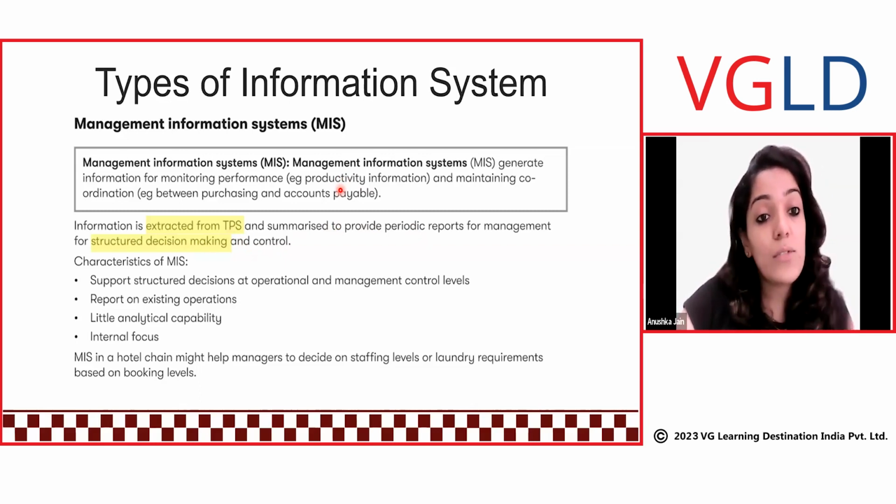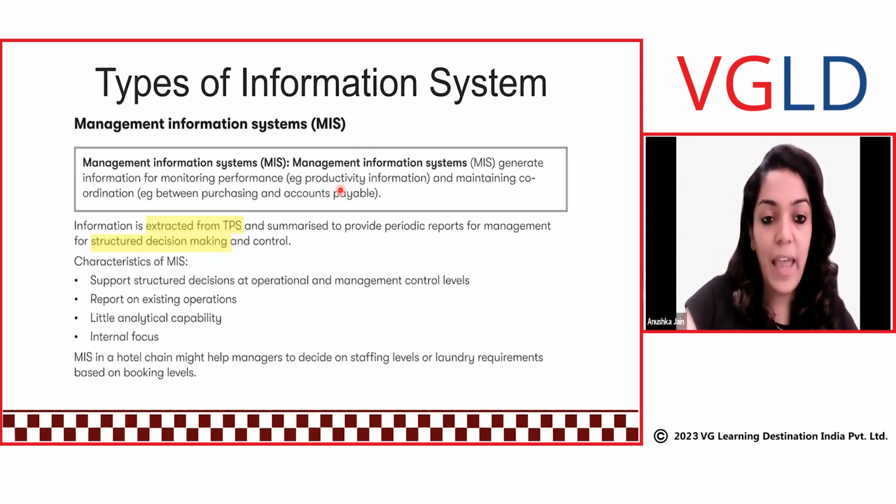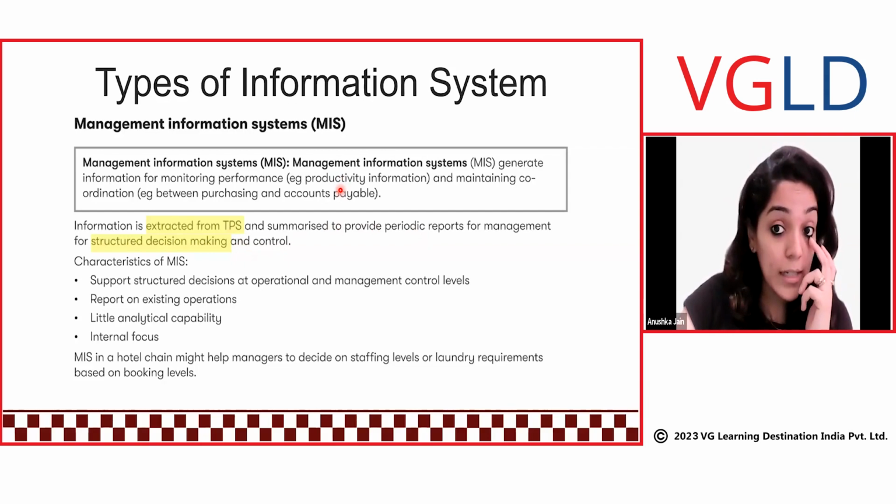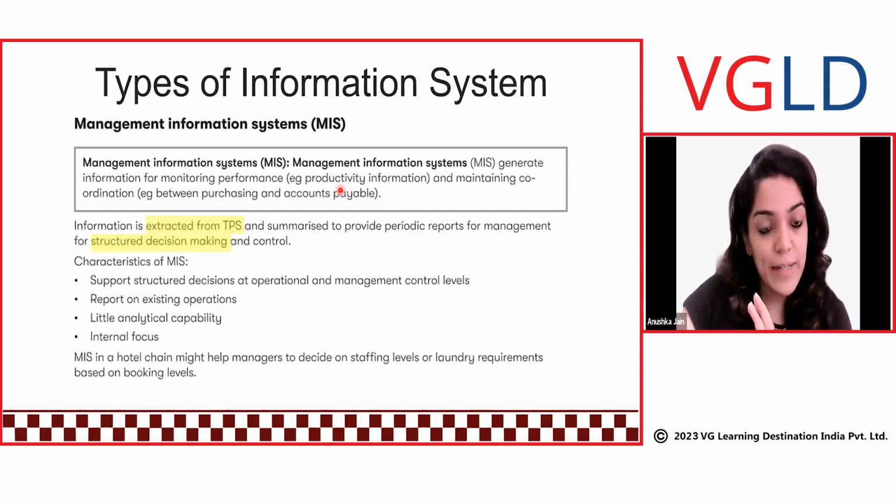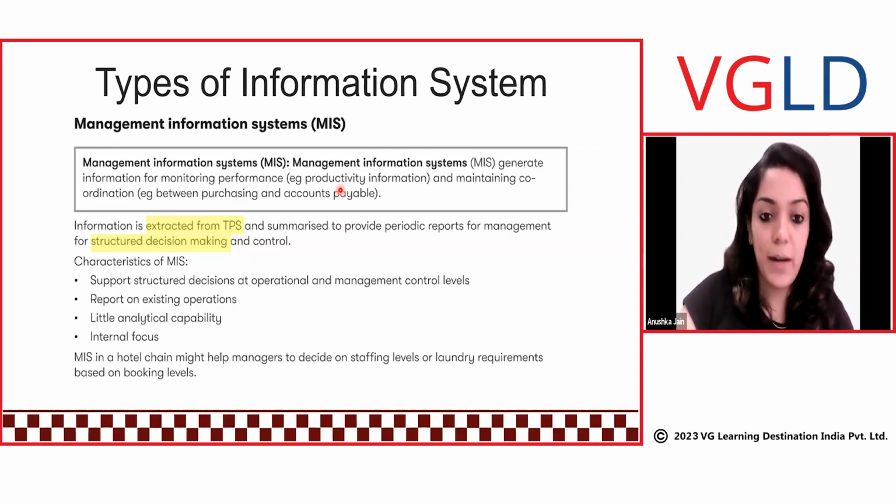Okay, all of this coordination will be possible only through MIS. Am I clear? Please let me know. That coordination is possible only if you extract the relevant data from TPS and correlate the details of different departments. That is possible only through MIS.